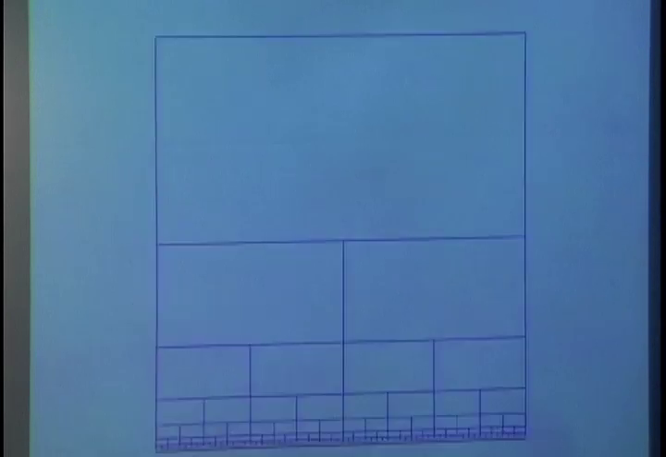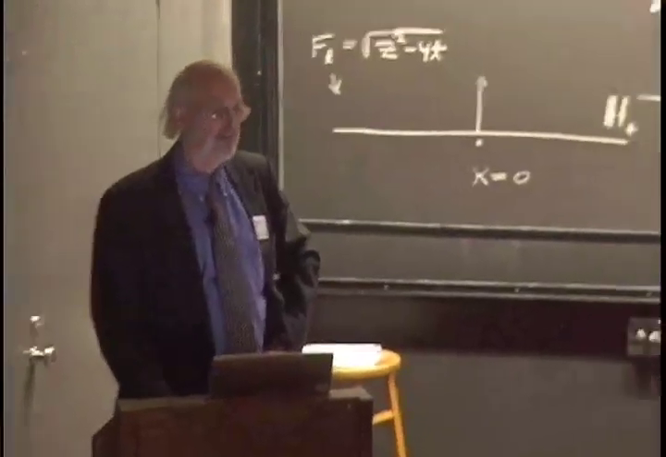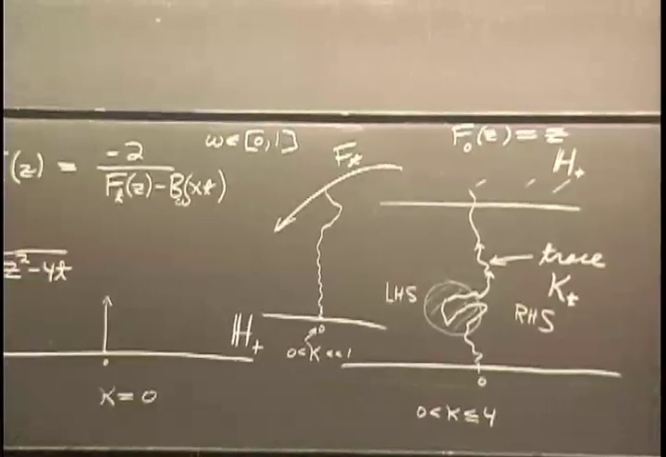And here's its image under an SLE map. I want to show you this again. This is in the upper half plane. We take one of these boxes, we look at it here, and now I'm going to map it over there, and they get distorted. This would be kappa equals something like 2. You can see there's a black curve that you can barely see, and that's the SLE trace.